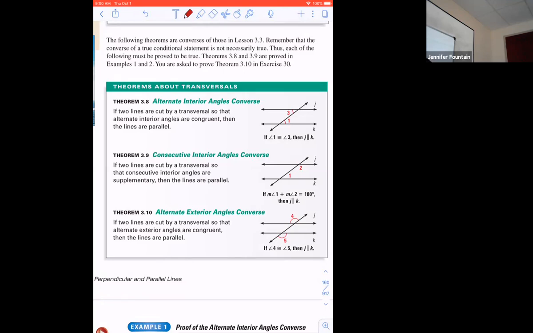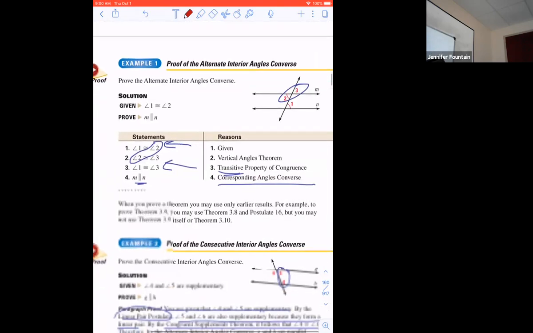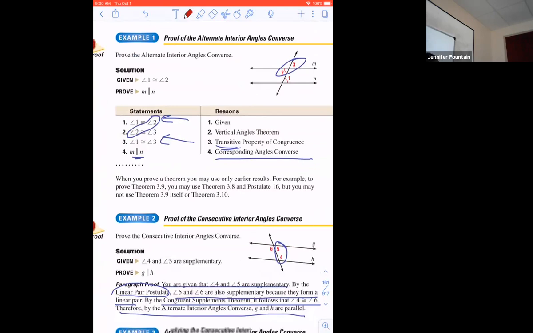Biconditional. Okay, so it's a conditional statement that's true both ways, so it's a biconditional statement. So that's what we're seeing here, we're putting that into play, okay? So again, like I said, a lot of geometry is making these connections, thinking these things through, okay, and understanding how they relate.